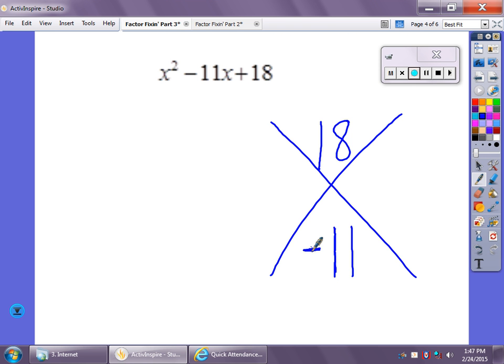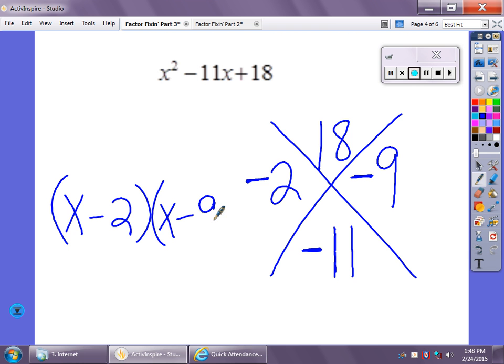So for right now, I'm going to ignore this negative, and I'm just going to think of two numbers that multiply together give me 18, and when I add them make 11. You would go through the list, 3, 6, no, that's 9. Oh, 2 and 9, now that's 11. 2 times 9 is 18, but also negative 2 times negative 9 is positive 18. And when I do negative 2 plus negative 9, I borrowed $2 from mom, I borrowed $9 from dad, so I owe them $11. And in factored form, that would be x minus 2 times x minus 9.